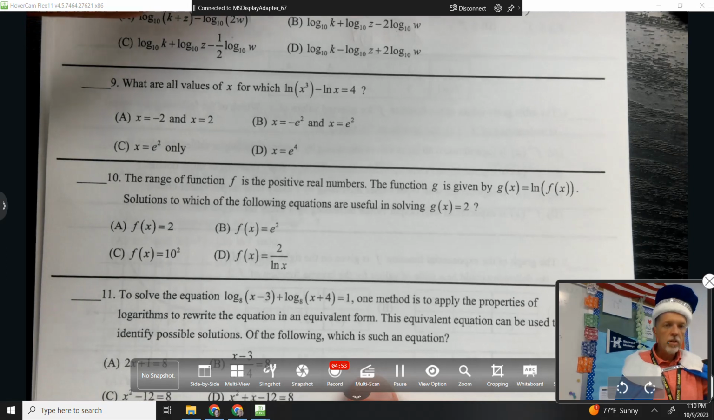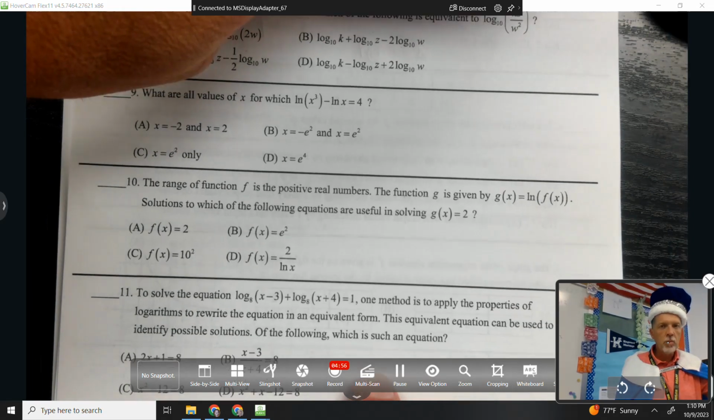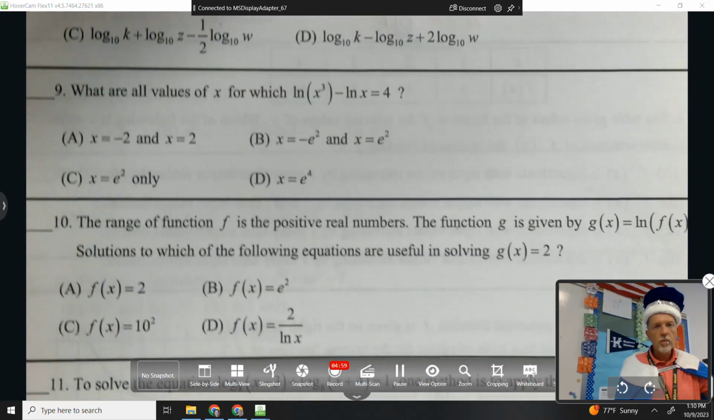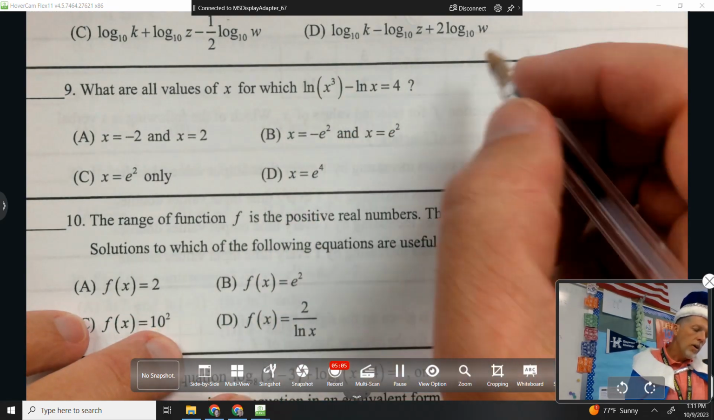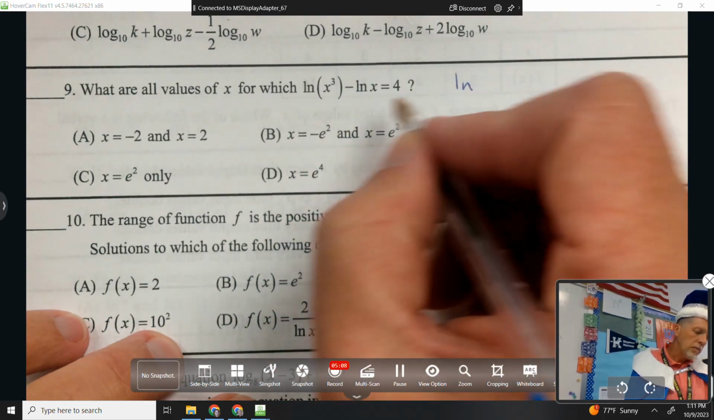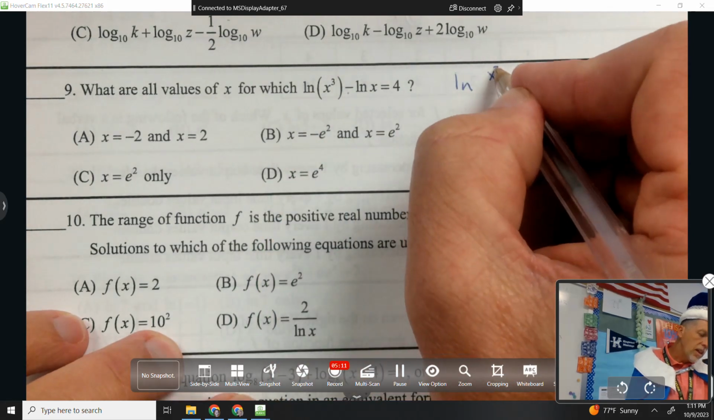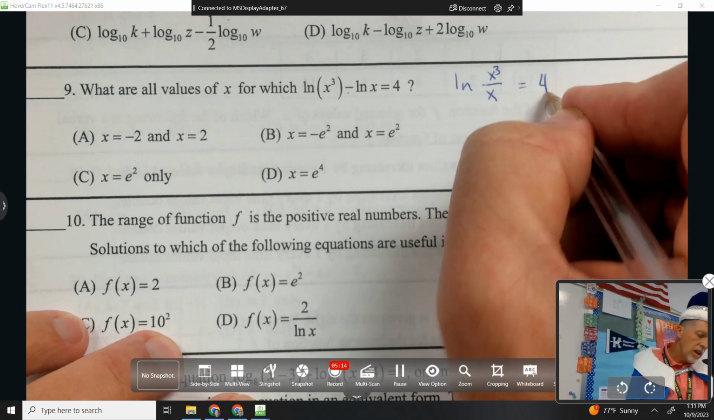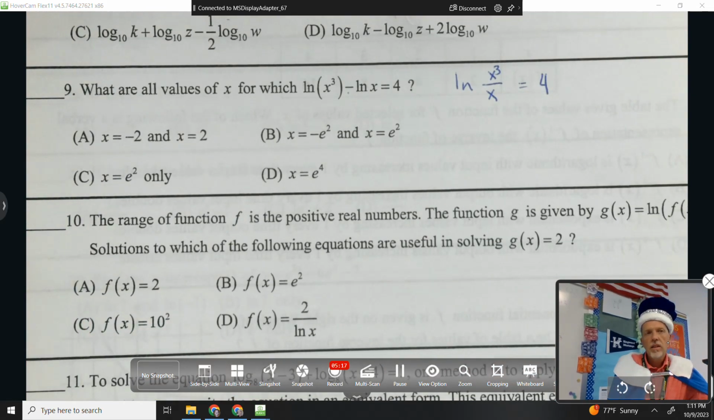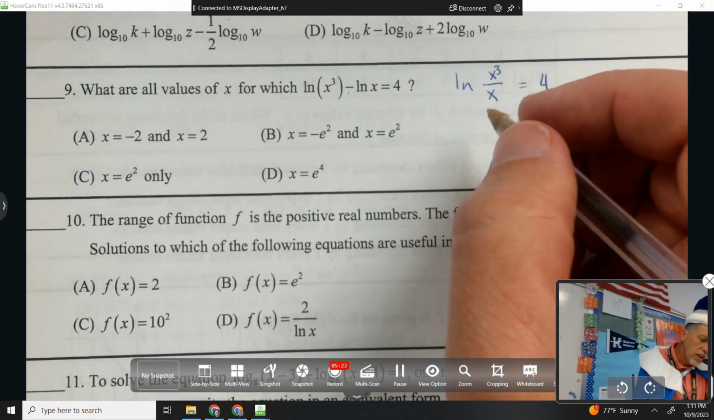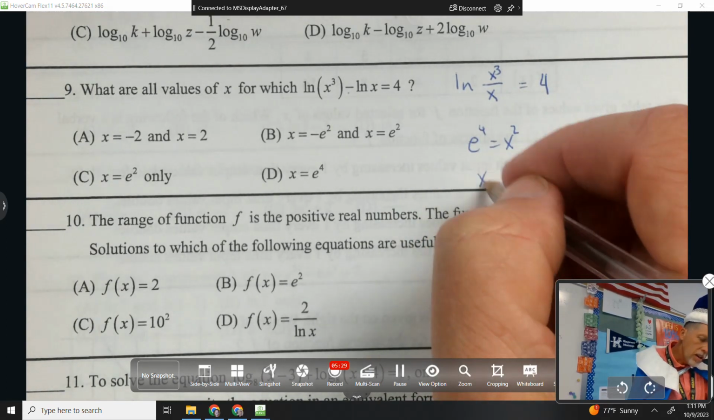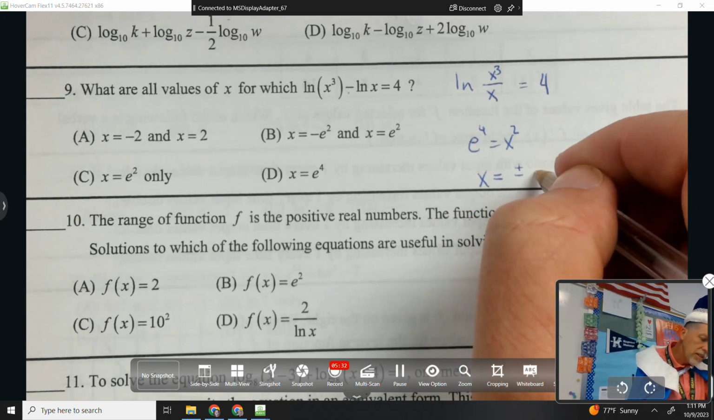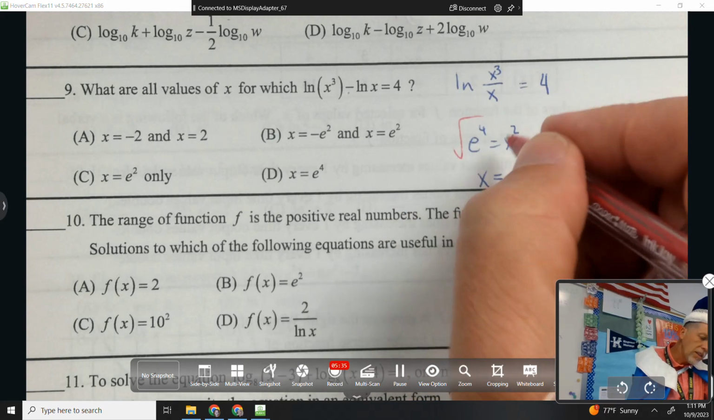Number 9. What are all the values of x for which natural log of x cubed minus natural log of x equals 4? Oh, I think this is a combine problem, right? If I'm subtracting, then I can combine. Write it like that. So that's a property of log thing. And then the fishhook, e to the fourth equals x squared. So x equals plus or minus e squared, and I square root both sides.